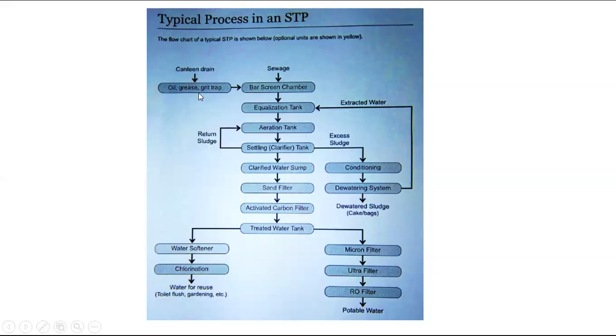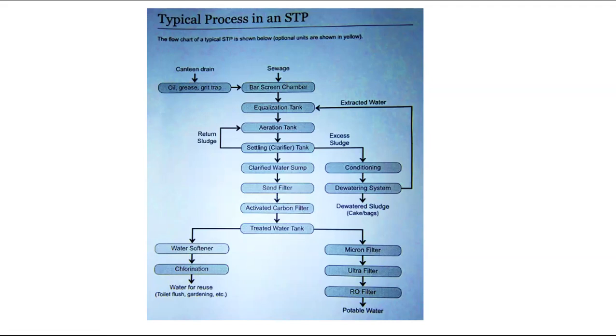Canteen drain, oils, grease, grill trap like that, they are separated. But nowadays they have an inbuilt oil and grease trap with the bar screen chamber. Everything is there. You have to connect it here first. After the bar screen chamber, what happens? In this bar screen chamber and the grease trap, you have to remove the unwanted oil and grease.